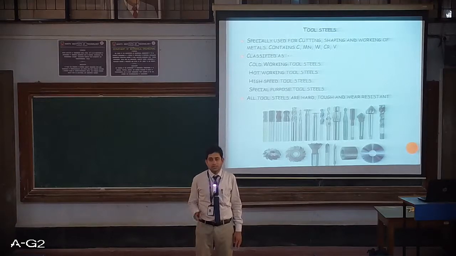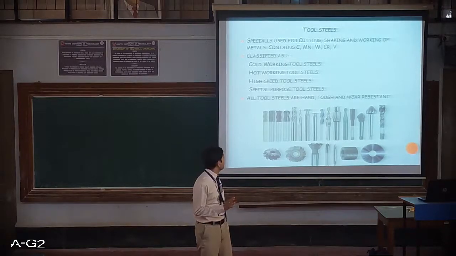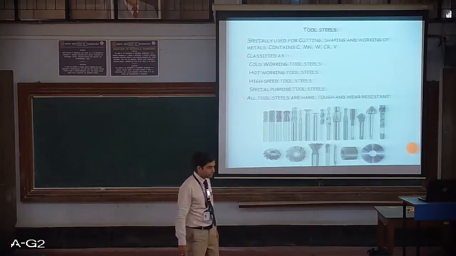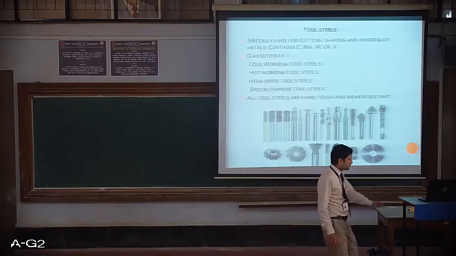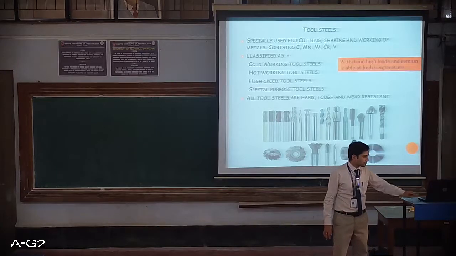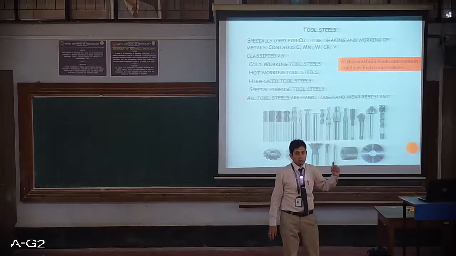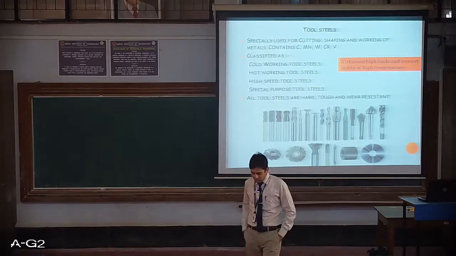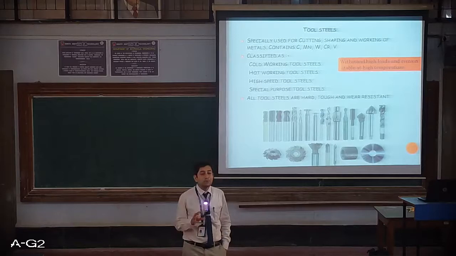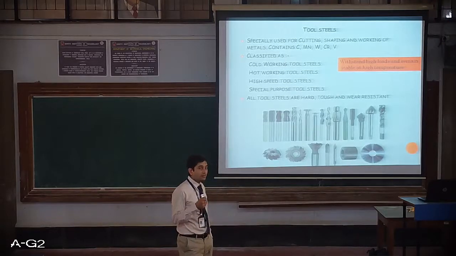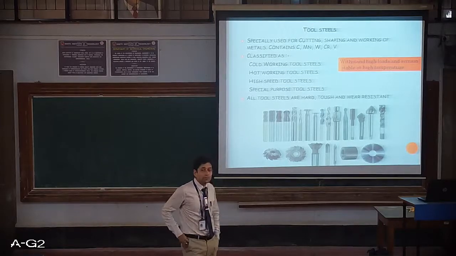Now again, in tool steels there are 4 types. One is hot working, one is cold working, one is high speed steel, and the 4th one is called the special purpose tool steels. We will briefly discuss all these types of steels. This point shows that tool steels are expected to take a lot of load and sometimes withstand even high temperature. So this is the requirement of a tool steel.